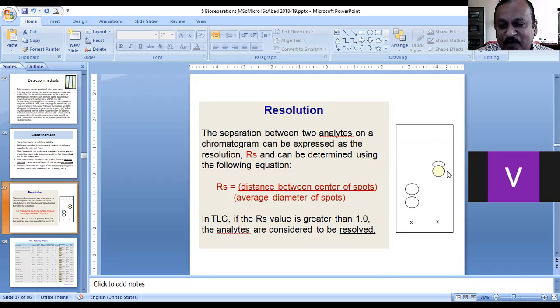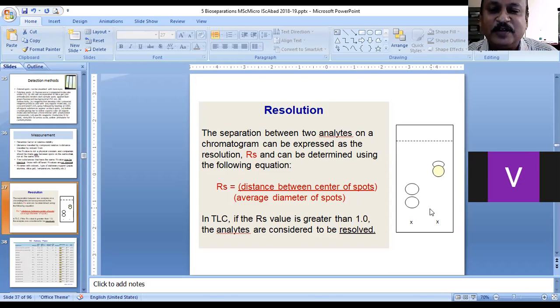On the other hand, take this case where again the average diameter is 0.95, but the distance between the centers of the spots, instead of 1.5, is 0.8, for example. So 0.8 divided by 0.95, the average diameter of the spots. What is the value? Can you calculate it?